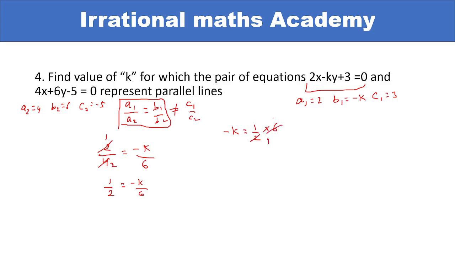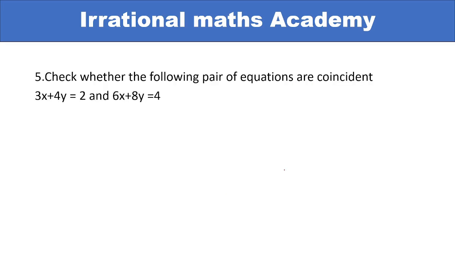2 ones are 2, 2 threes are 6. So minus k equal to 1 into 3, 3. I want the k value, not the minus k value. So on both sides I'll multiply with minus. So this becomes plus k, and this becomes minus 3. What did they ask? The k value for which the pair of lines represents parallel lines.